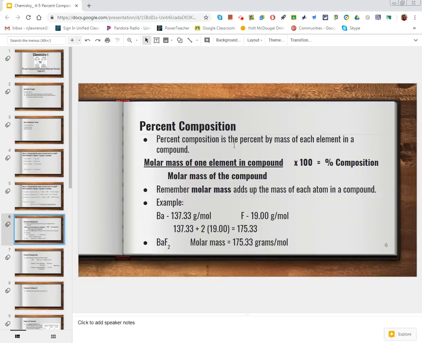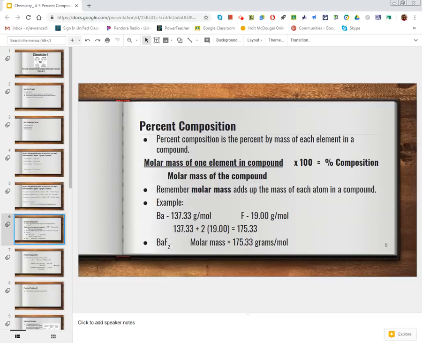So percent composition is simply the percent by mass of each element in a compound. This is a relatively simple idea and calculation. So again, you're going to take the mass of each element, divide by the mass of the compound, times it by 100, and that will give you the percent composition. Just a quick review, molar mass is when you add up all the atoms of each element in a compound. Here's an example of that.